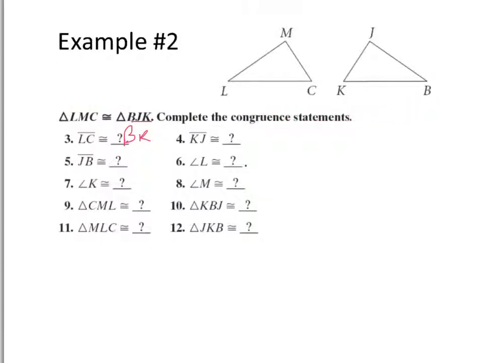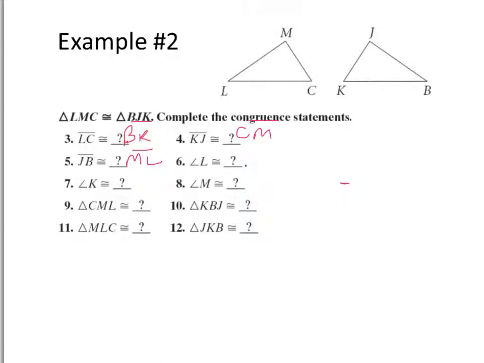So in the fourth example, we're looking at segment KJ, which is a segment in the second triangle, and it's in position 3 and 2. So we want to look at the first triangle in position 3 and 2. So my answer is going to be segment CM. And number 5, I'm looking at JB, which is in the second triangle, which is in positions 2 and 1. So I go to the first triangle and I look up positions 2 and 1, which would be M and L.